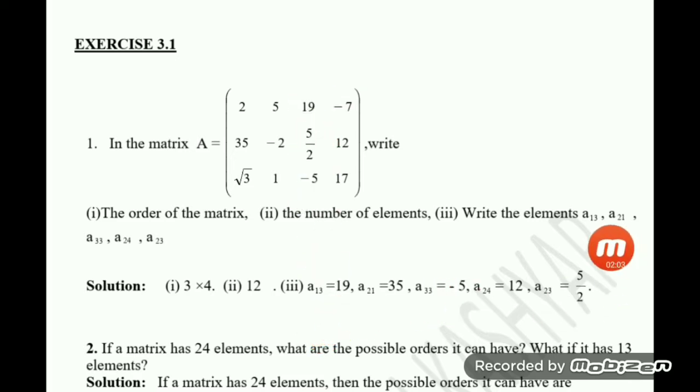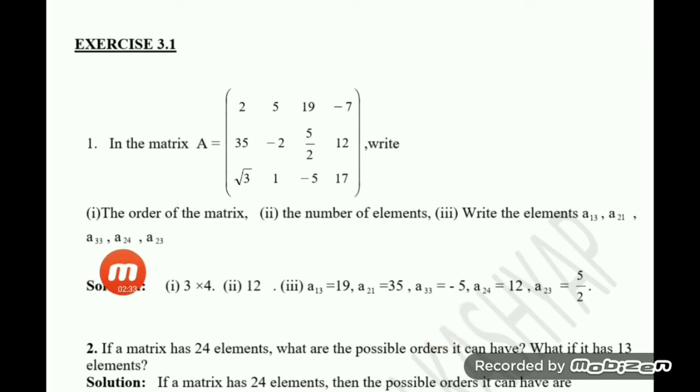The next is a21. 21 means second row, first column. This is your second row, first column. Which is the element then? 35. So a21 is equal to 35. The next we require is a33. Third row, third column. First row, second row, third row. Third column: 1, 2, 3. So which is the element here? Minus 5. So a33 is minus 5.